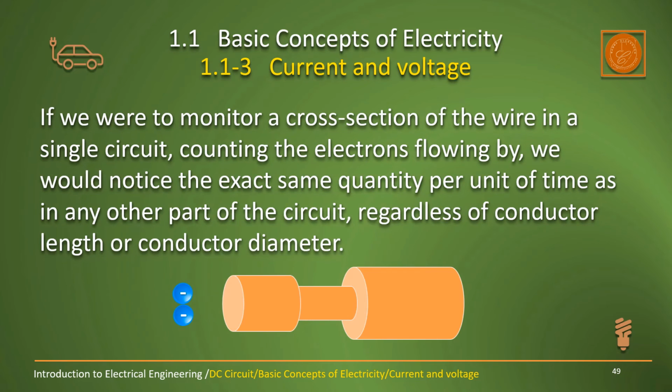If we were to monitor a cross-section of the wire in a single circuit, counting the electrons flowing by, we would notice the exact same quantity per unit of time as in any other part of the circuit, regardless of conductor length or conductor diameter, like this.